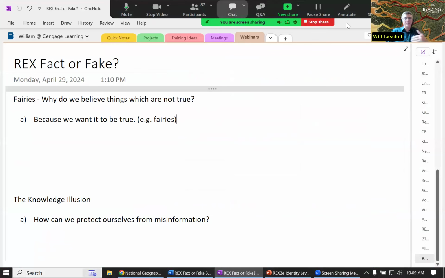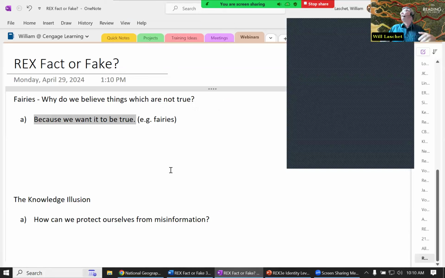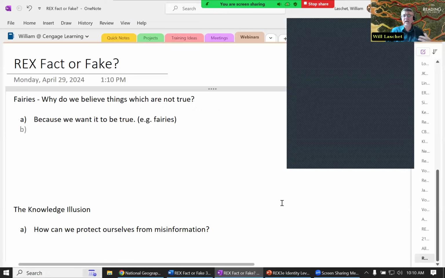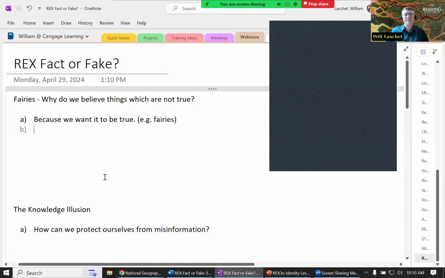So I asked you just then, why did people in the past believe these photos? And one of you said, because they wanted it to be true. And I think that's still true today. So let's think about now. Think about yourselves, think about everybody in the world. We see a lot of things which are not real, especially on the internet, and people believe it. So can you give me any reasons? Why do we believe these things? So number one, because we want it to be true. For example, the fairies. Can you give me another reason, please, why we believe fake news, why we believe fake photos, why we believe things which are not true? Can anyone give me another reason?